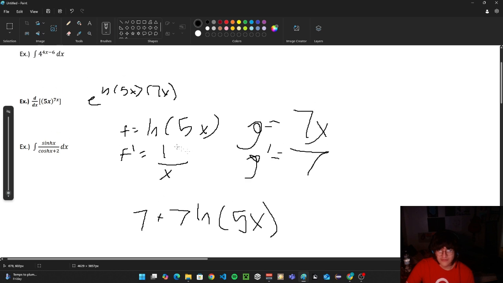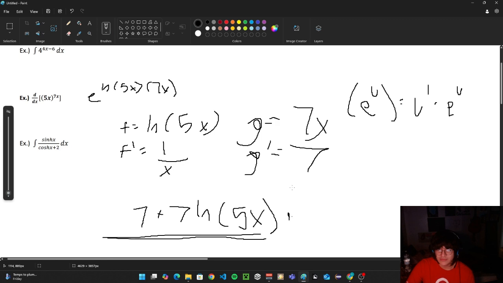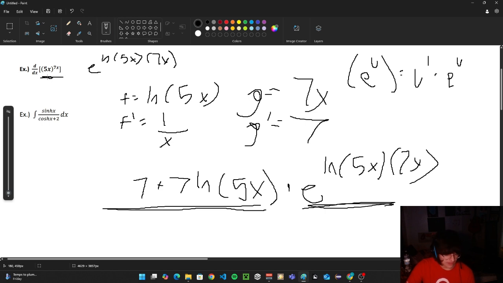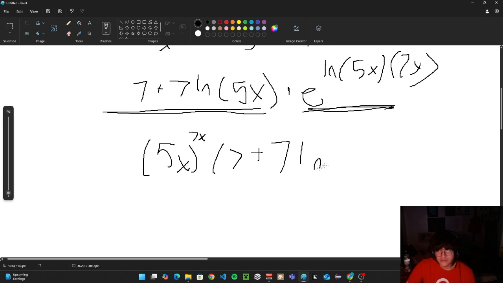And then you're essentially taking the derivative of e to the power of u, which is just u prime times e to the power of u. So this is our u prime, and now we multiply it by e to the power of u, which is e to the power of natural log of 5x times 7x. And as you can see, this is the same thing as 5x to the power of 7x. So this can be turned into 5x to the power of 7x times 7 plus 7 natural log of 5x.